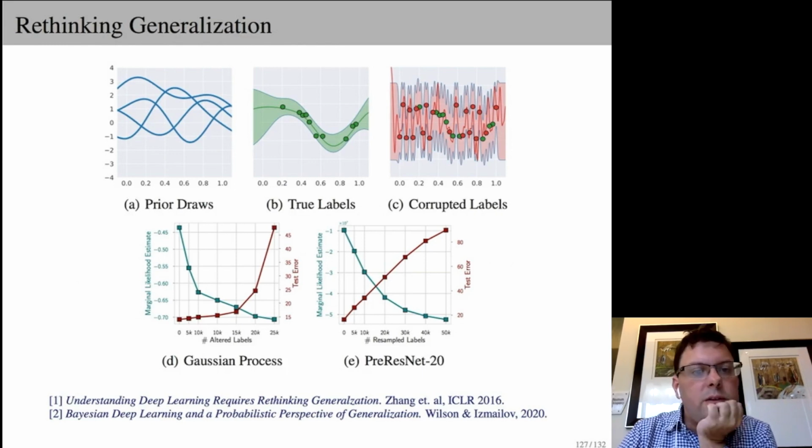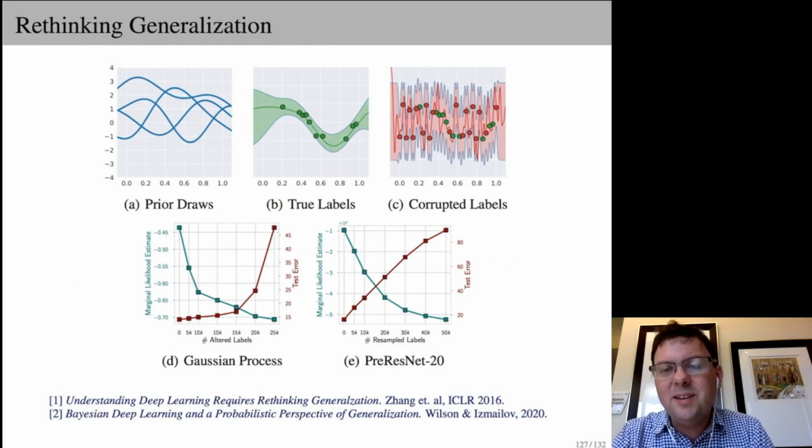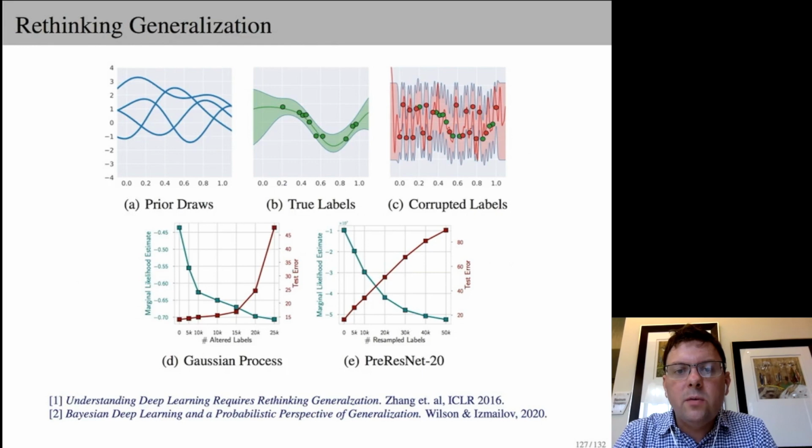So in the top row here, we have samples from a Gaussian process in panel A. In panel B, we see some structured data and a Gaussian process predictive distribution, which looks reasonable. In panel C, we see a lot of corrupted data in red, and we see an updated GP predictive distribution, which achieves 0 training error. Now, this red curve, unlike the green curve in panel B, looks nothing like the sample prior functions.